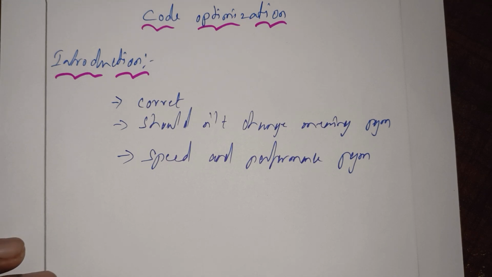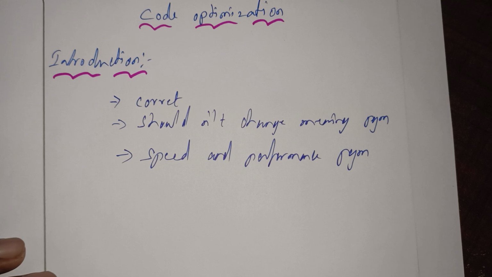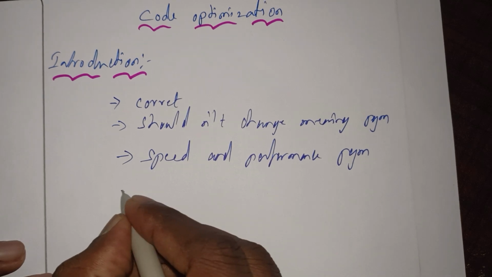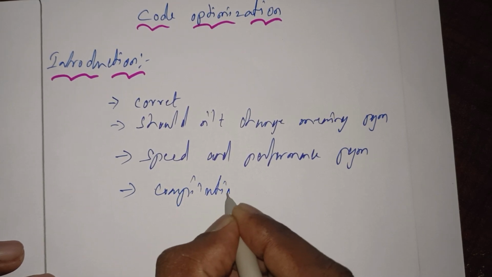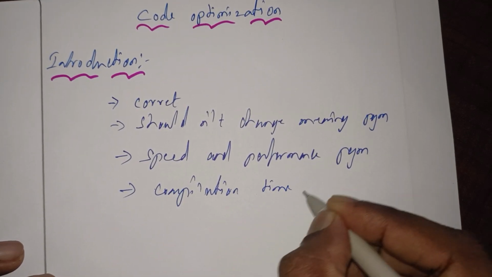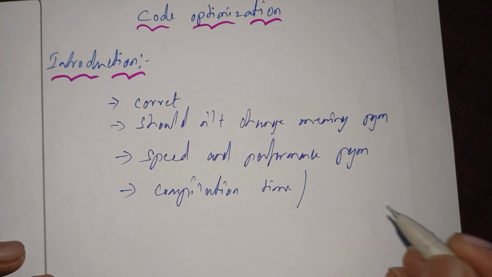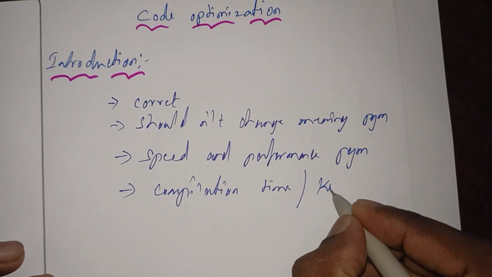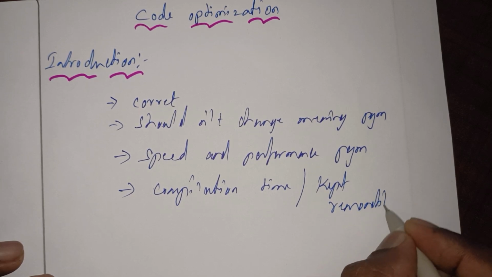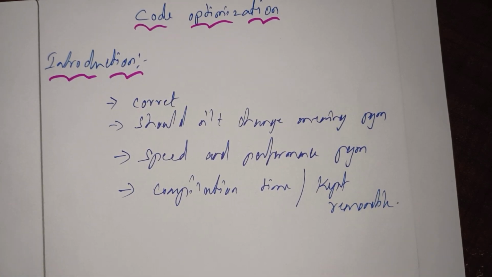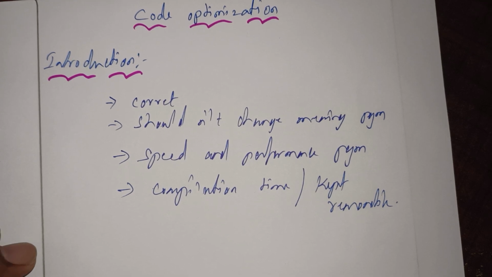Okay, so when it increases speed and performance, what happens? The compile time must always be reasonable. That is the most important thing. The compilation time should always be kept reasonable, and the focus is always towards optimization. The overall process of optimization should not delay the overall compiling process.